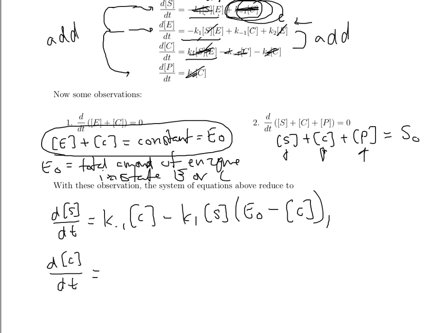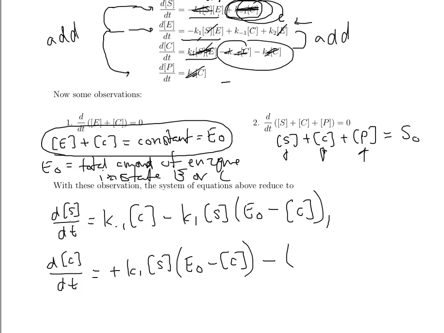That's going to be negative, C is positive K1 S times E. Instead of E, we're going to use our E0 minus C, and then minus, and I'm going to combine these two terms together. So this was originally K minus 1 C minus K2 C. I'm going to factor out the negative, and so this is K minus 1 plus K2 times the concentration C.